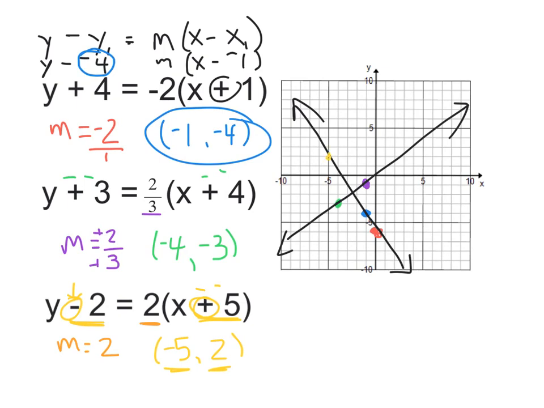We have to start at the point. And then over here, our slope is 2. And remember, 2 is the same as 2 over 1. So we're going to rise 2 and run 1 to the right. And there's our point right there. So our slope and our point are going to give us this line right here.